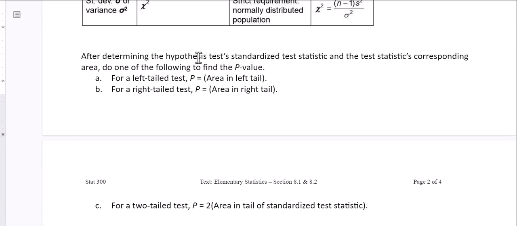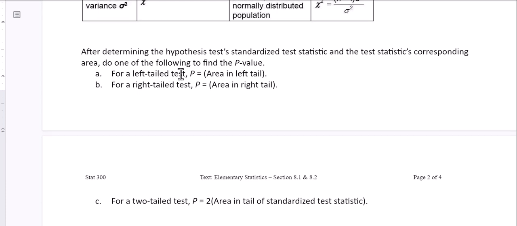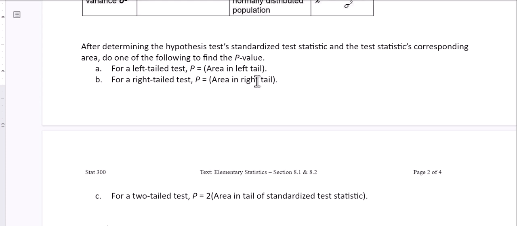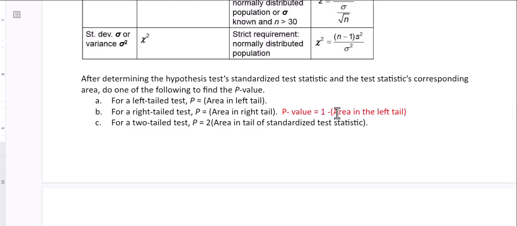And then after determining the hypothesis test standardized statistic, you find the p-value, and we identify what type of test you have. If it's a left tail test, then the p-value is the area in the left tail. For a right tail test, your p-value is the area in the right tail, which is really 1 minus the area in the left tail. So let me write that. And this is because remember that our z-scores and t-scores give us the area on the left automatically.